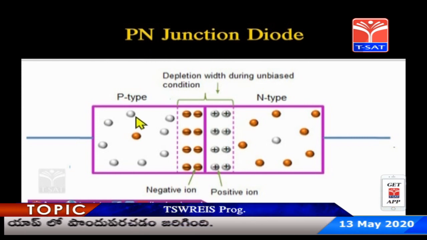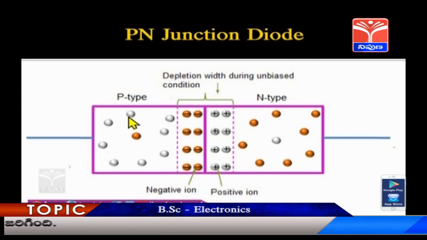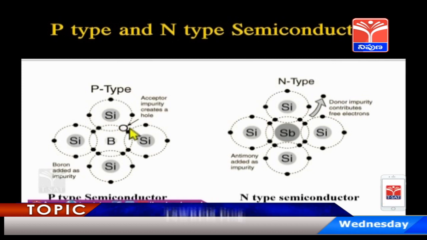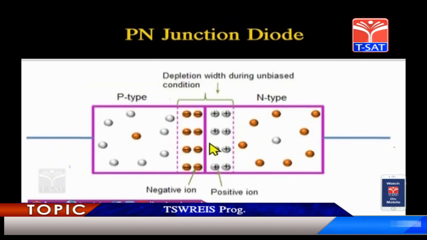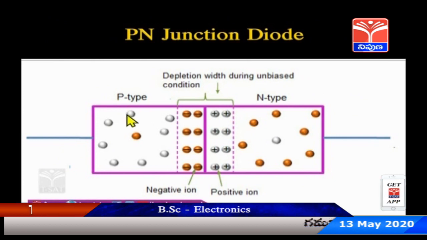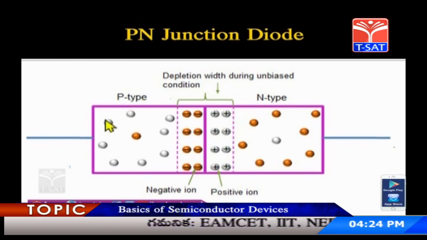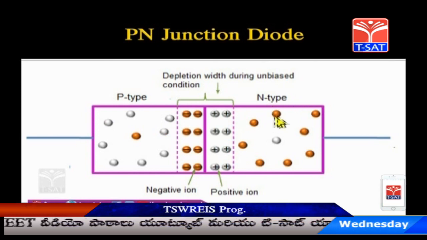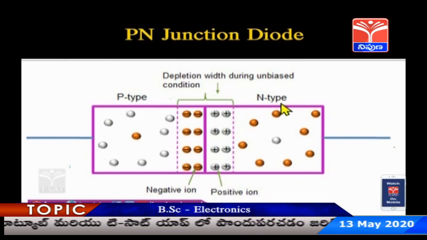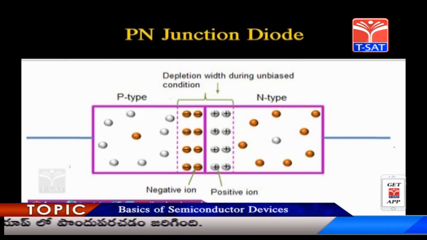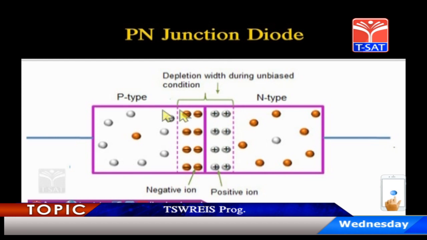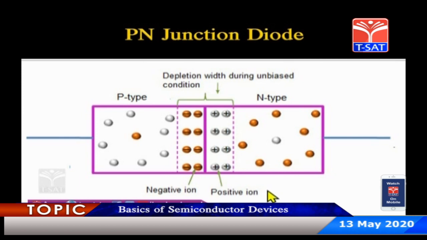So in p-type material you will have holes, right? We have seen in the previous slide that boron contributes holes to the semiconductor. So here the white ones are holes. In p-type semiconductor the majority carriers are holes, and in n-type semiconductor the majority carriers are electrons. This n-type consists of pentavalent impurities. So when this junction is formed, when we made them come together, then the diffusion process takes place.